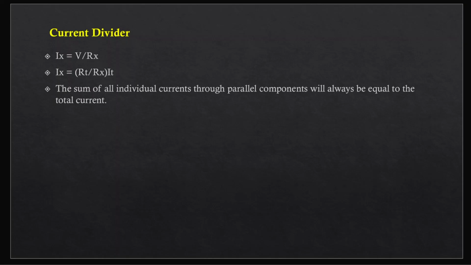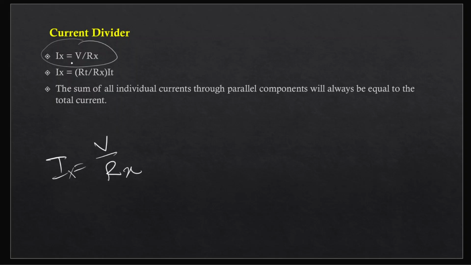Now let's actually start with the current divider formula. From Ohm's law, we know that I is equal to V over R, right? So if we want the current of a specific resistance, say resistor X, then Ix is equal to V, the voltage across that resistor, over Rx, the resistance of that resistor. So Ix equal to V over Rx.